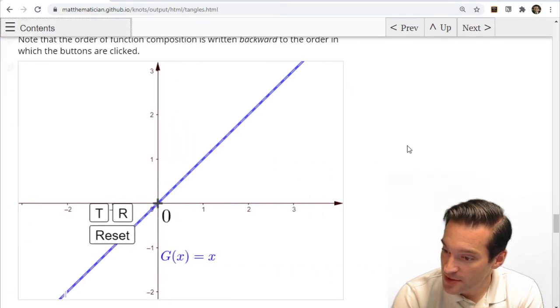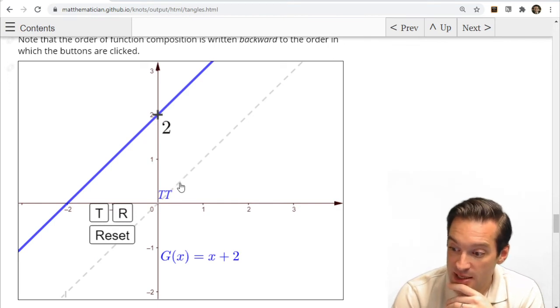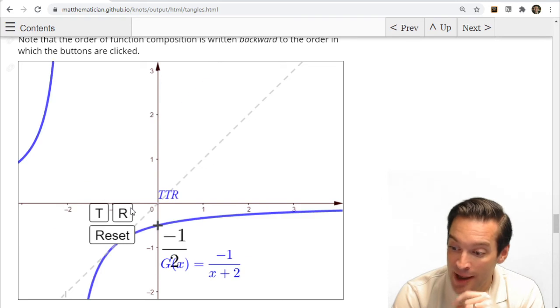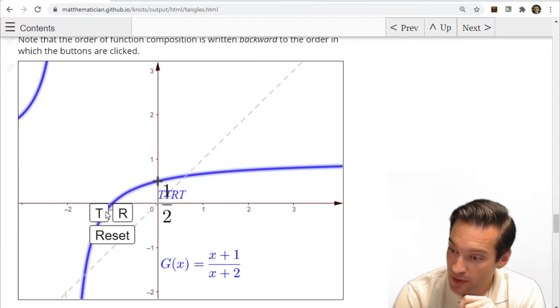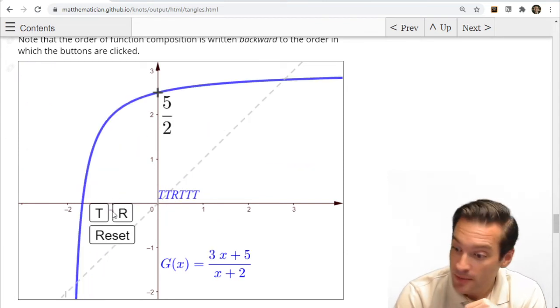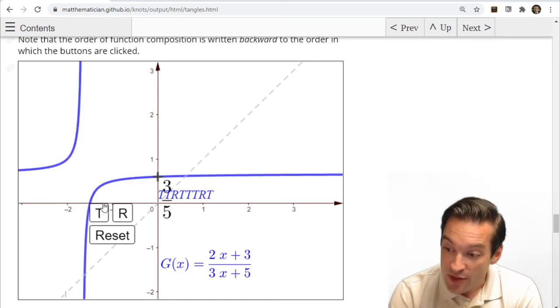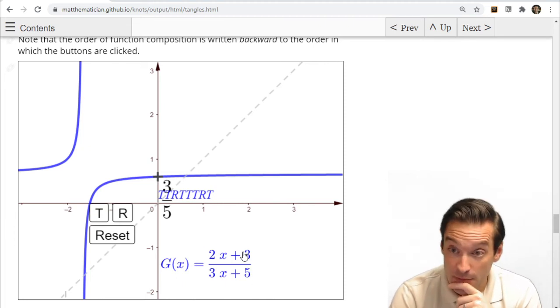I'm going to refresh the page to reset this app here. So t squared r. Notice every time I hit t, my y-intercept is going up by 1. Every time I hit r, my y-intercept is going to its opposite reciprocal. This makes perfect sense, right? Because that's what those functions are doing to their inputs. So t squared r, t cubed, so I add 3 more, r, opposite reciprocal, t. So the fraction of that rational tangle is the rational number 3/5, because that composition of these functions gives me a rational function whose y-intercept is 3/5.